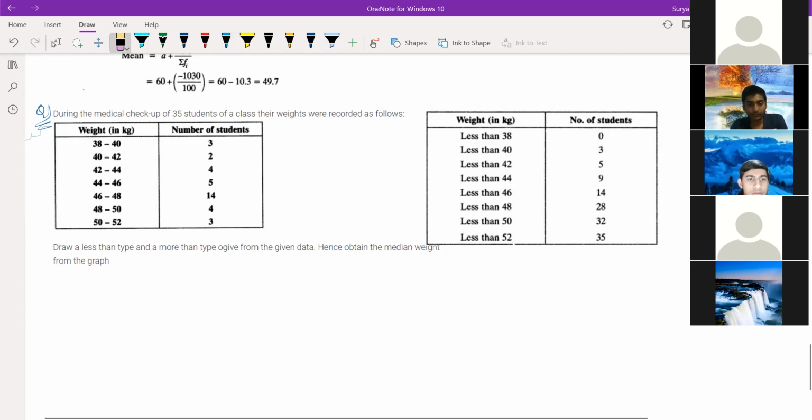So for the less than part, how to move further? 3 as it is we are writing, then 3 plus 2, 5. 5 plus 4, 9, like that itself. How we find cumulative frequency, that way only you keep on doing this. 3 as it is, then 5, then 9, 14, like this we keep on going. Anyone having doubt in less than type?